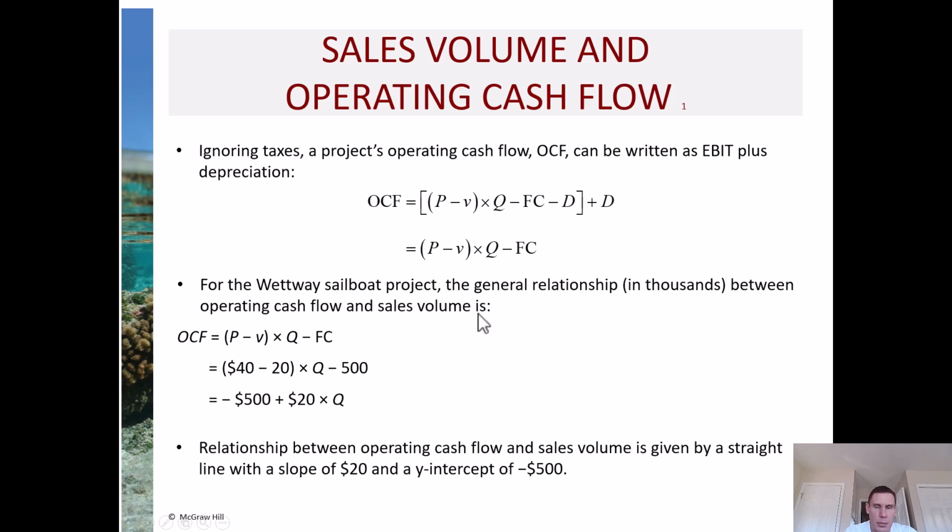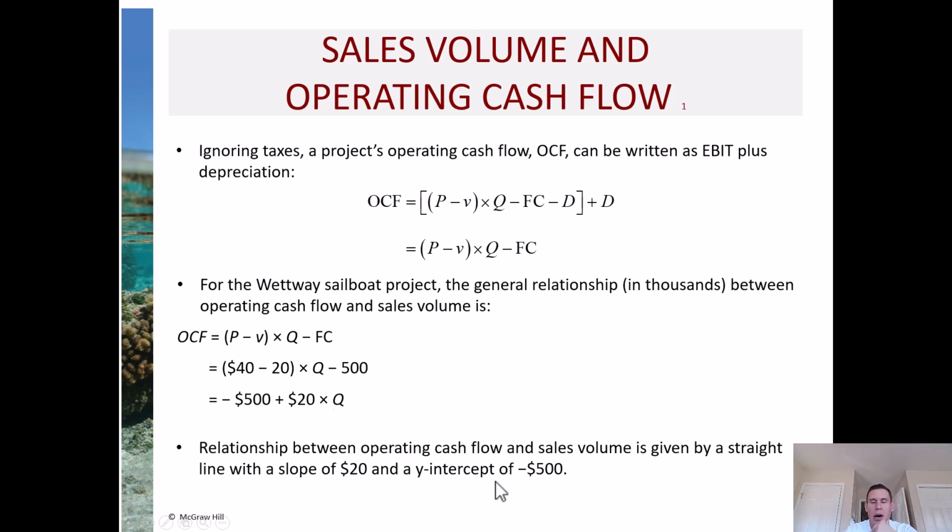So now for the Wetway Sailboat project, the general relationship in thousands between operating cash flow and sales volume is, let's plug in the numbers, P 40, V 20. Remember, these are in thousands because if they were selling the boat for 40 grand, the variable costs were 20 grand, multiplied by the quantity, and then minus 500,000 for the fixed cost. So minus 500 plus the 20 times the Q.